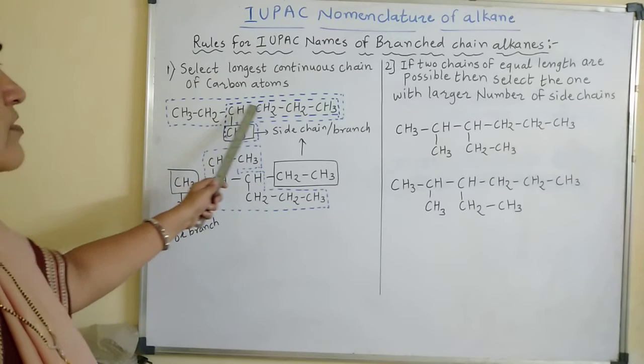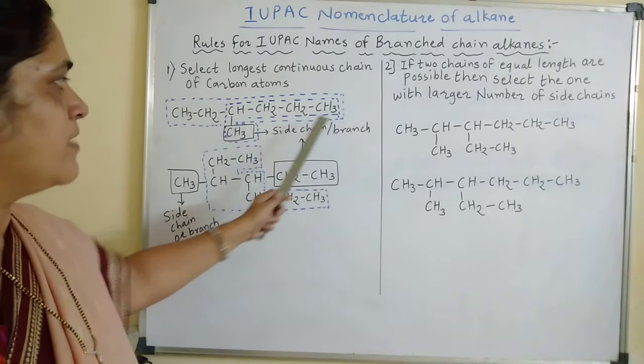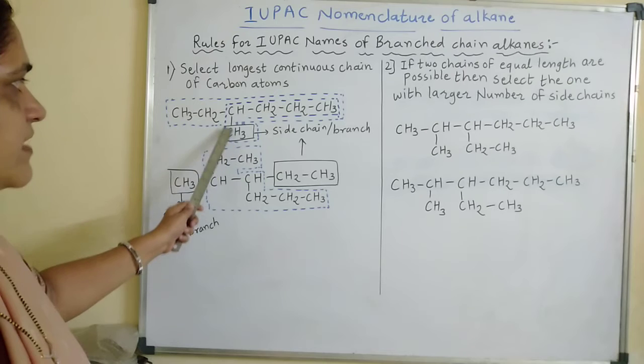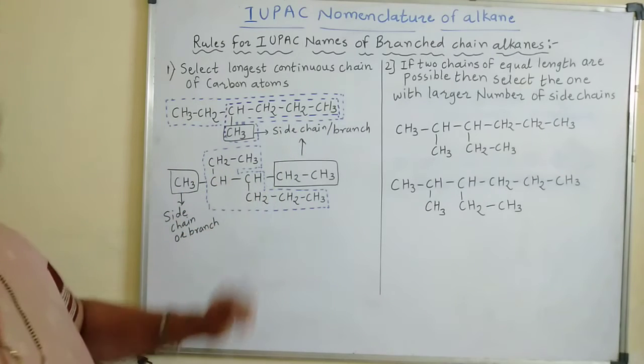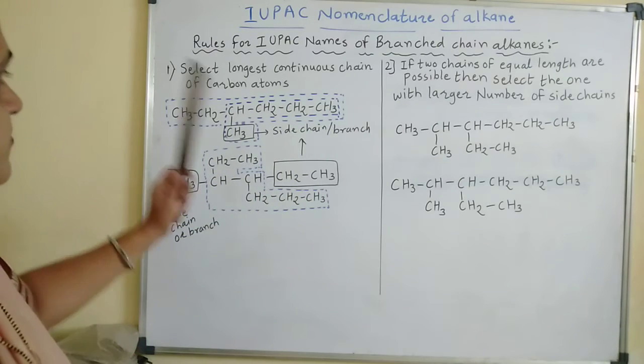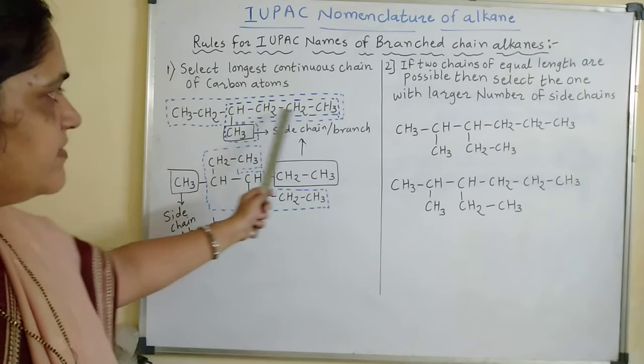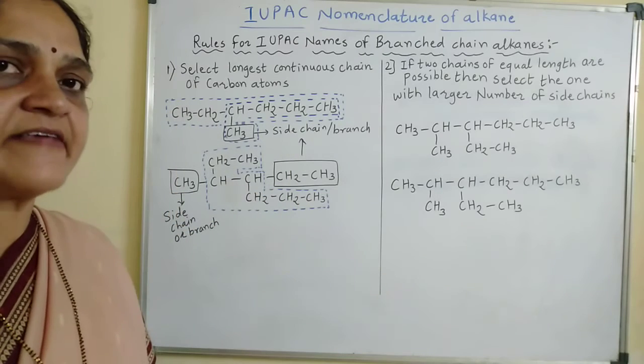1, 2, 3, 4, 5. But when you are including this carbon atom and counting the longest continuous carbon chain, you are getting only 5 carbon atoms. If you are selecting a straight carbon chain, you are getting 6 carbon atoms.